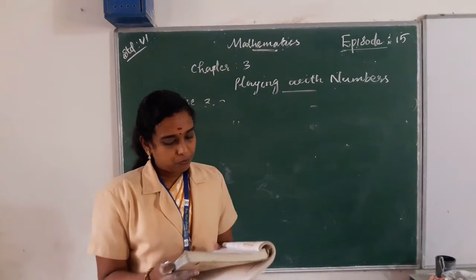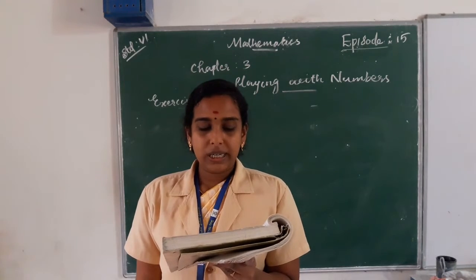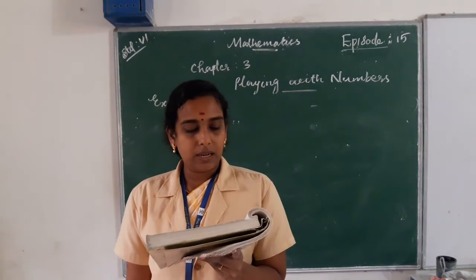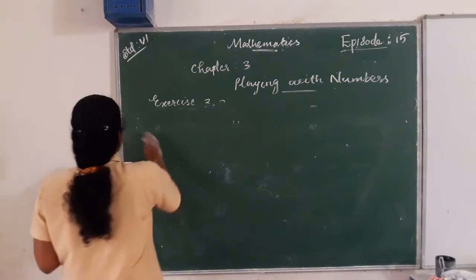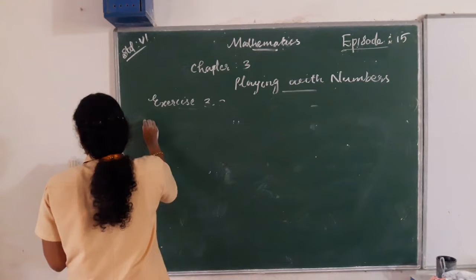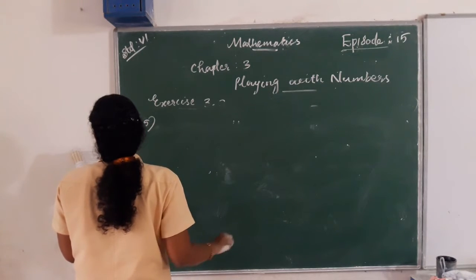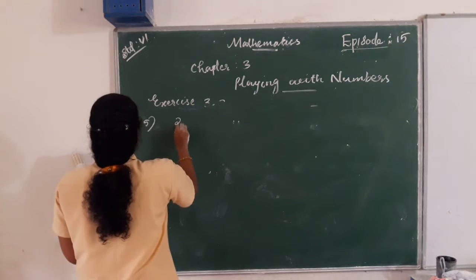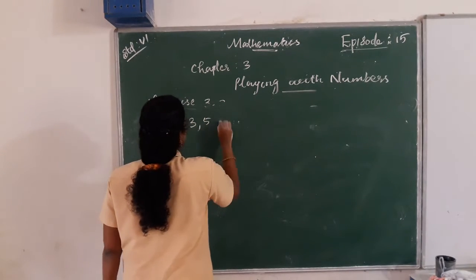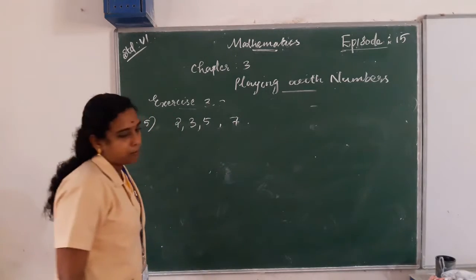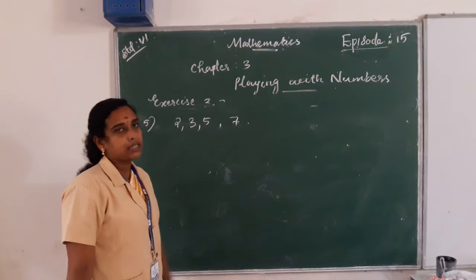Question number 5. What is the greatest prime number between 1 and 10? Between 1 and 10, the prime numbers are 2, 3, 5 and 7.